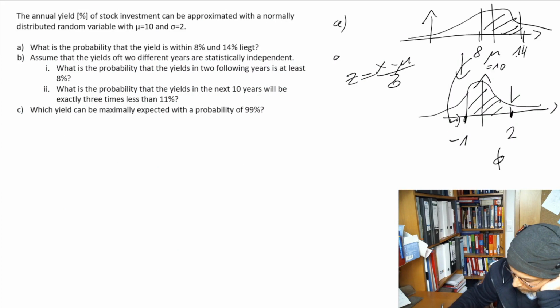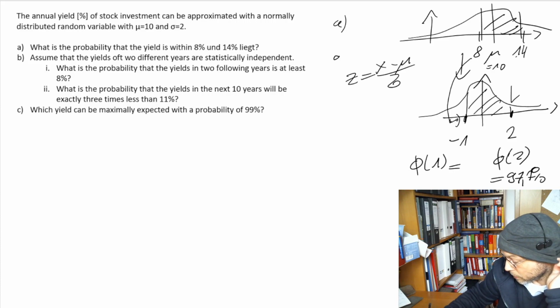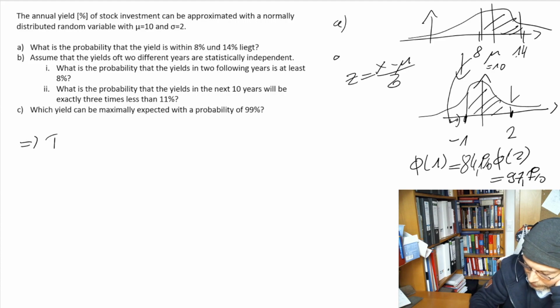So we have phi of 2 is 97.7% and phi of 1 was 84.1, I think, no? And then P of 8 smaller than x smaller than 14.